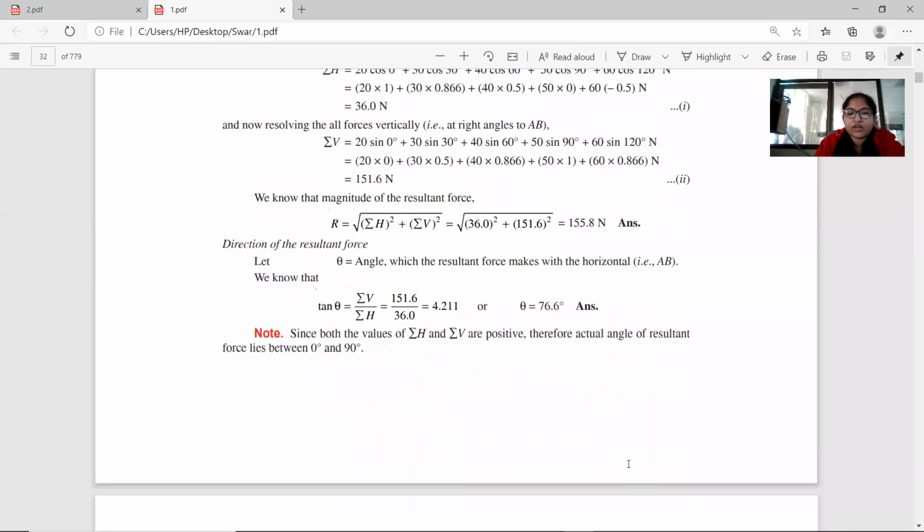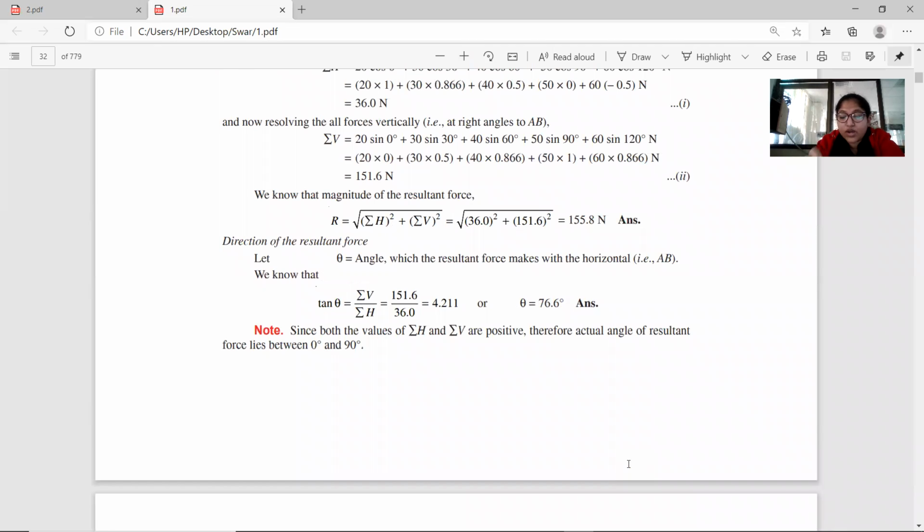Now we have to calculate the direction also. Whenever we calculate the direction, we talk about theta. So tan theta will be sigma v upon sigma h. Sigma v is 151.6 and sigma h is 36. Dividing these two values, my tan theta will be 4.211. Now what is my theta? Theta will be tan inverse 4.211. After solving, my value will be 76.6 degree, which is the second answer.